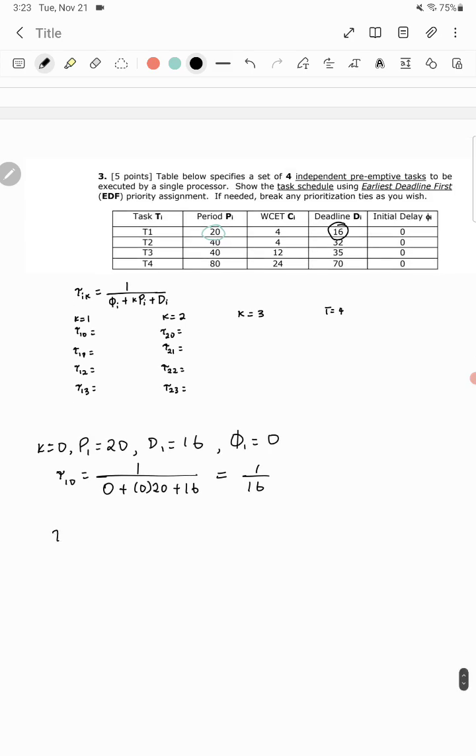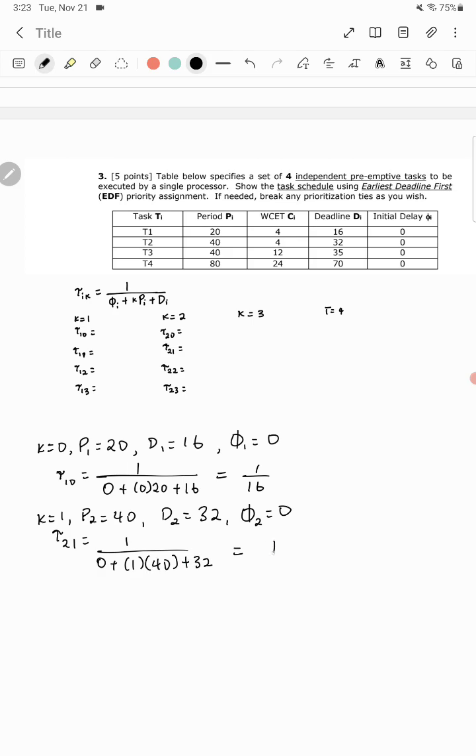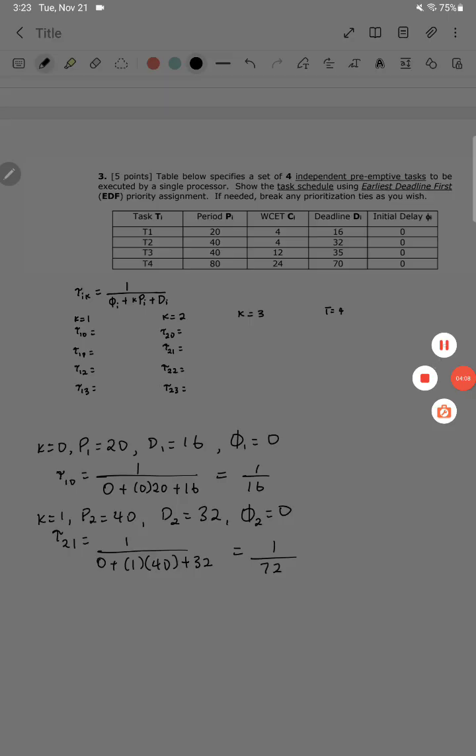Let's do another example. Let's say you're looking for 2 1, your k is equal to 1, your p2 is equal to, this is your p2 over here, 40, and your d2 value is 32 over here, and your initial delay for the second task is also equal to 0. When you calculate your priority value, you would have 0 plus 40 plus 32, and you're left with 1 over 72. I'm just going to run through all the calculations and I'll be right back.